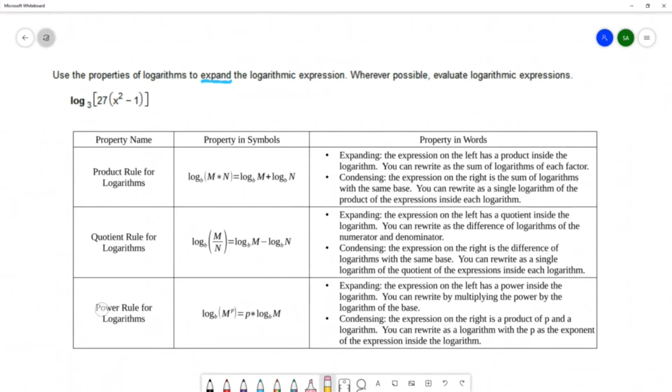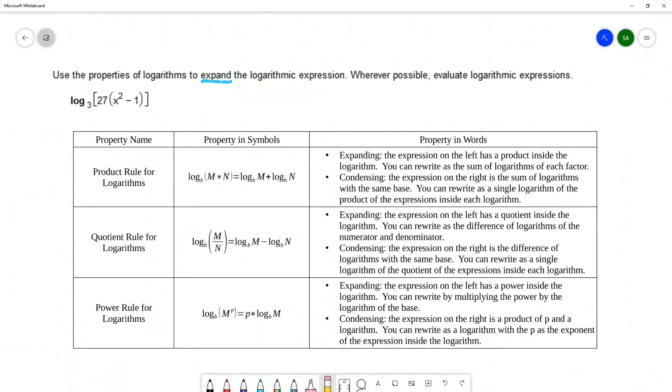And then we have the power rule for logarithms, and the power rule has inside your logarithm an expression with a power, with an exponent. And you can take that exponent and make it the coefficient of your log. So these are the properties that we're going to use.